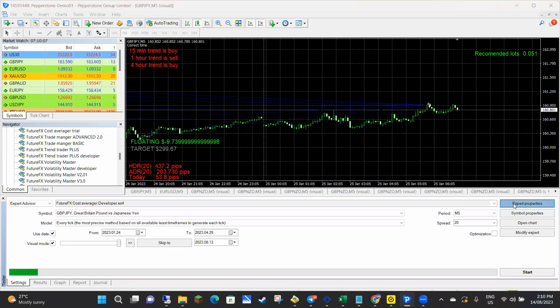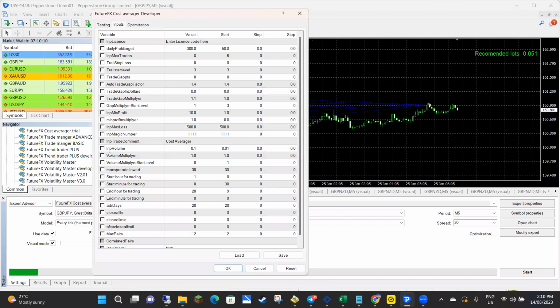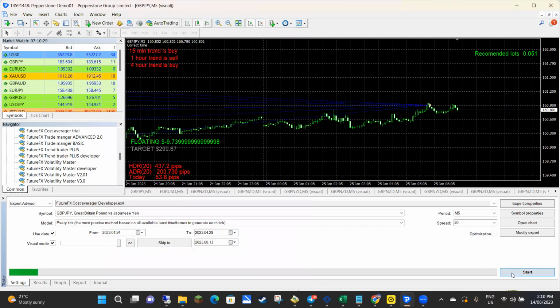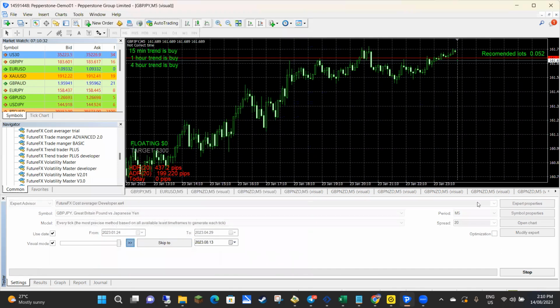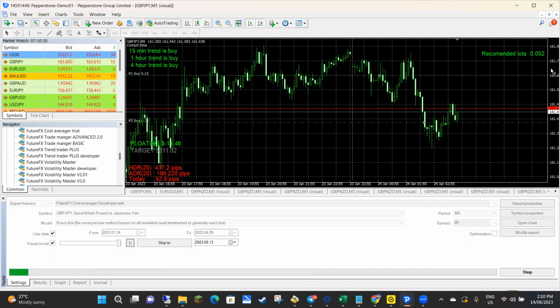So first off, I just wanted to show you the settings. I'm just using input volume of 0.1 with my volume multiplier at 1.0. What that means is that every trade is going to be exactly the same size. So essentially not using the volume multiplier. Every trade will be 0.1 lots. And let's just let this trade for a moment and we'll see how it pans out.